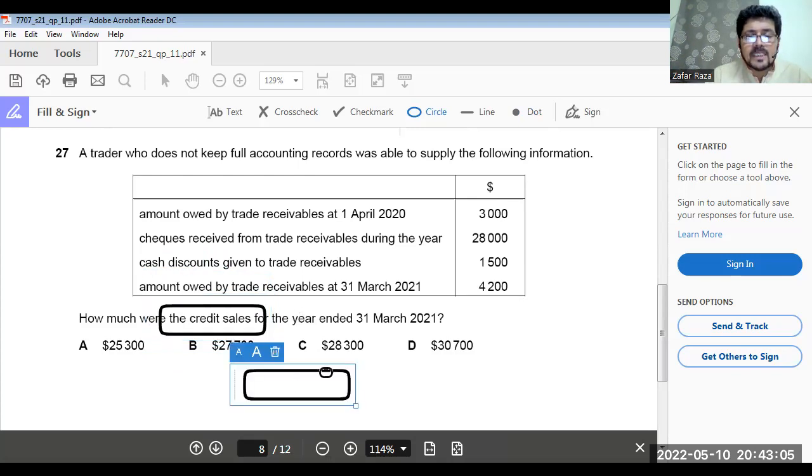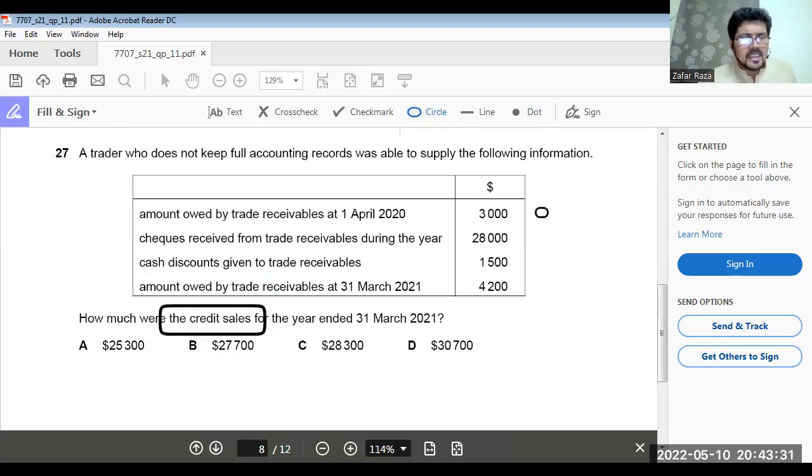So when we have to calculate credit sales, what do we do? Add cheques received from customers 28,000 plus discounts 1,500 plus trade receivables ending 4,200 minus amount owed by trade receivables at the start of the year 3,000, giving 30,700. So D option should be the answer. Getting my point clear? D option is the answer.